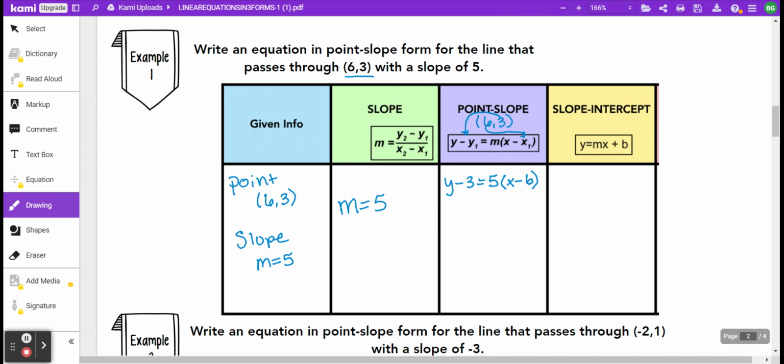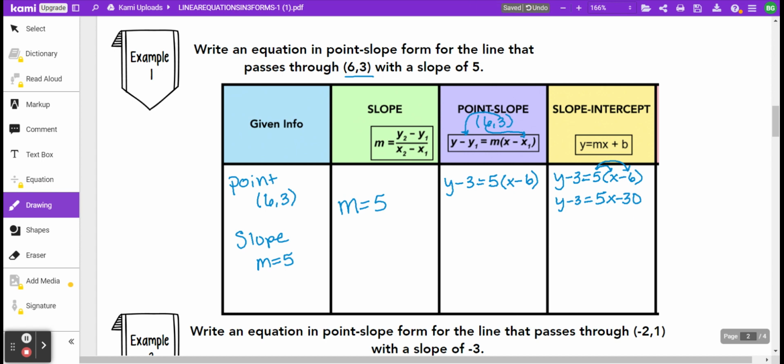However, the new part is turning it into slope-intercept form. So I'm going to rewrite my problem, and you should be writing this down as well. Remember, we talked about distributive property a little bit earlier in the year. Anything that I have on the outside, I want to multiply to everything inside. So I'm going to bring my y minus 3 down. 5 times my x, or my unknown, is just going to be 5x. And 5 times negative 6 is negative 30.